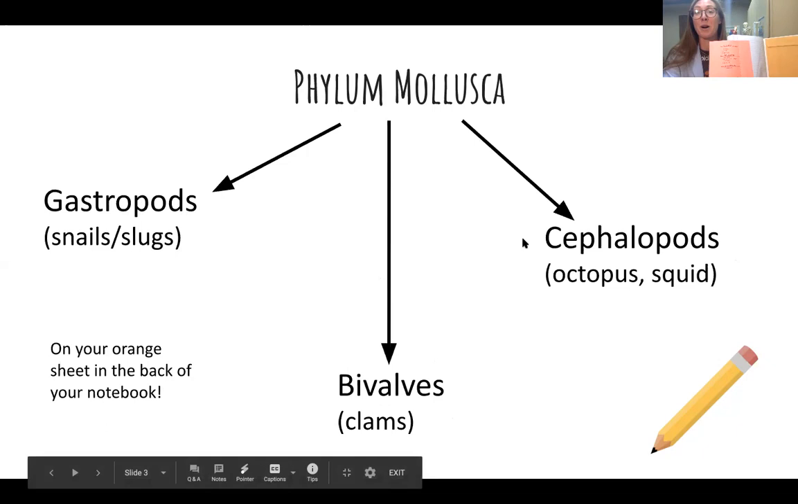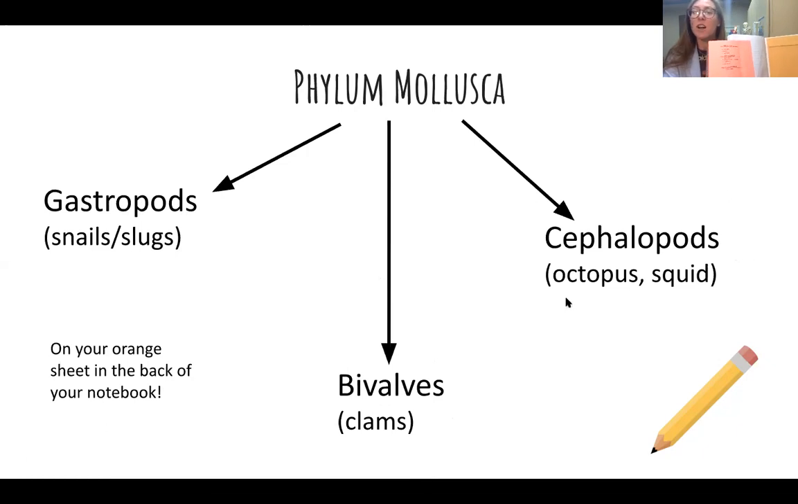And then this final group, my all-time favorite, are cephalopods. Those are your octopuses and your squids. And again, we'll talk about why they're called cephalopods. So those are going on those 3 bullet points here in the back of your notebook. So in phylum Mollusca, we're looking at 3 different groups: cephalopods, gastropods, and bivalves.